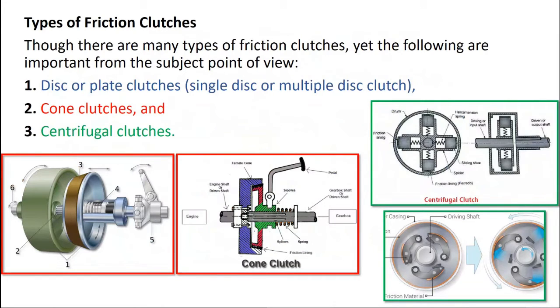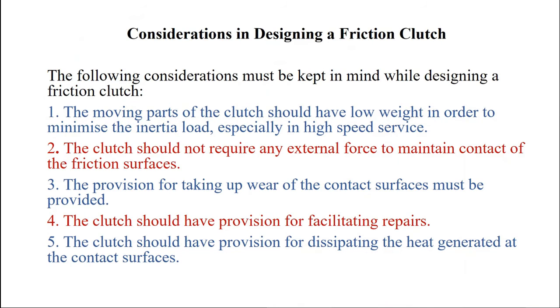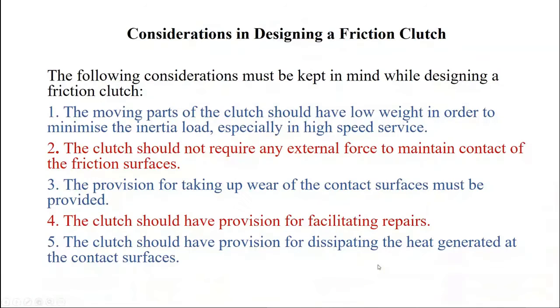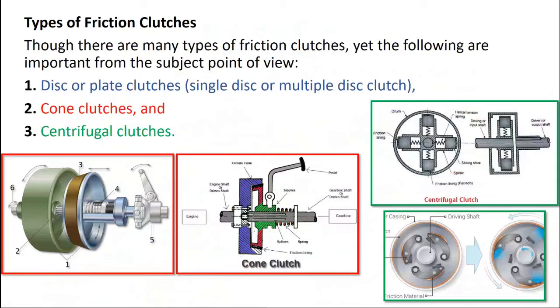Now, since our focus is on friction clutch, we have different types of friction clutch. First one, what we have seen so far, is disc type or plate type clutch. Since they have disc shaped plates, they are called plate type or disc type friction clutch. Again, within this, there may be single disc or multiple disc. If more than one clutch plate is there, it becomes a multiple disc clutch. If there is only one clutch plate, it is called a single clutch plate.